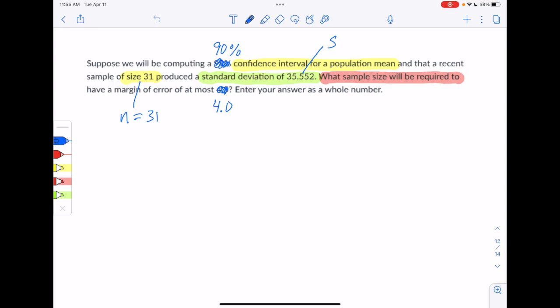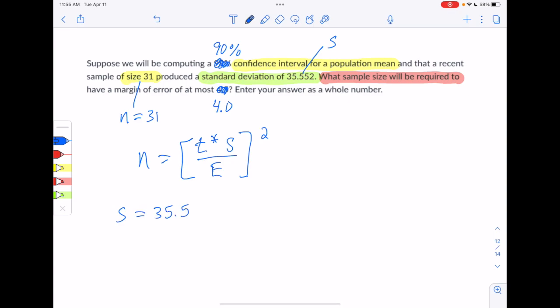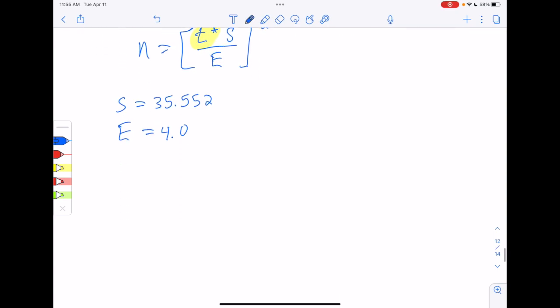So our formula that we're going to use is n equals t star times S divided by the margin of error that they want, and then all of that is going to be squared. So starting to assemble the pieces, we have S already. The S was given to us as 35.552. The margin of error they want is 4.0. So the only piece missing from the formula is the t star, and that comes from our confidence level, which is 90%. So let's use that confidence interval to think about the value of t star.